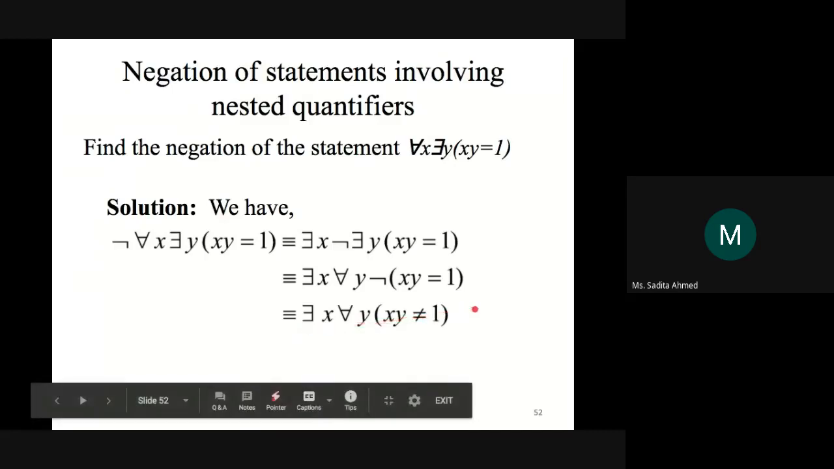Okay, what is that counter example? 1. So if you have 1 here, for x equals 1 and y equals 1, xy will be equal to 1. So you do not have even at least one real number for which all real numbers multiplied with it give you not equal to 1. Okay. But what if x is 0?